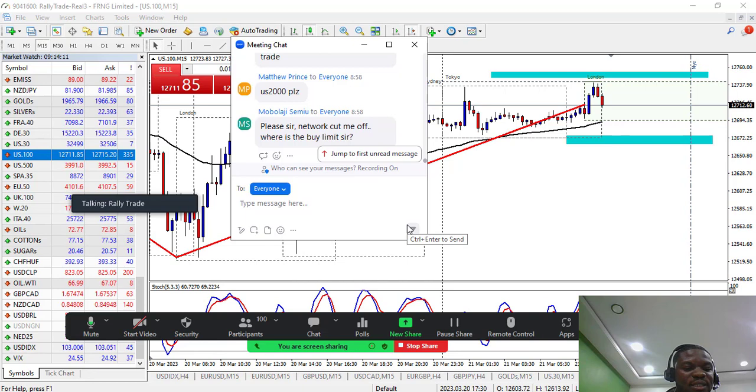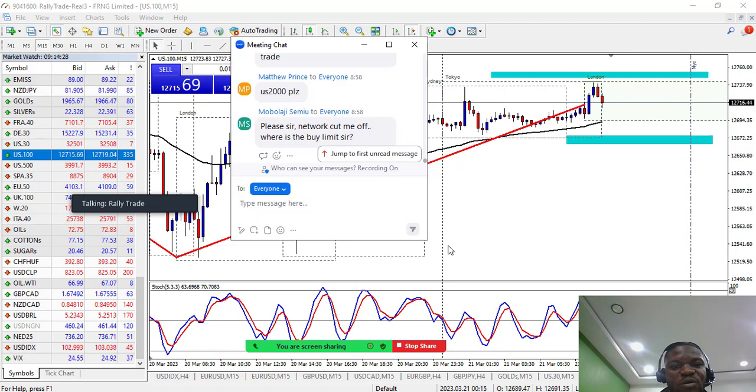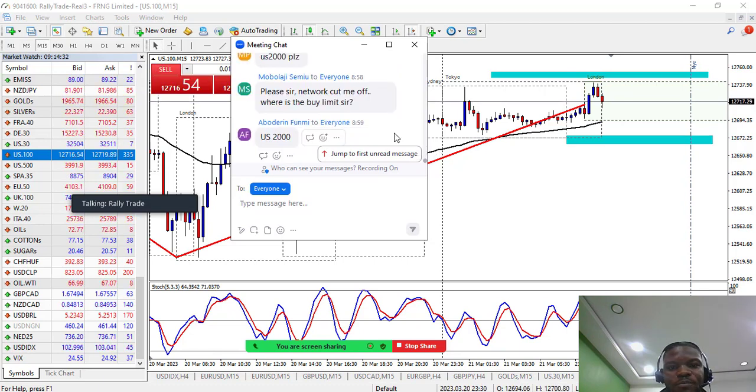Then the GBPUSD has shown some profits. It has retraced a little bit. Okay, fine, that's good. So for the person that is asking about the USD CAD, the USD CAD was a buy. We took a buy there on USD CAD. My joy is that you've been able to make some profits.